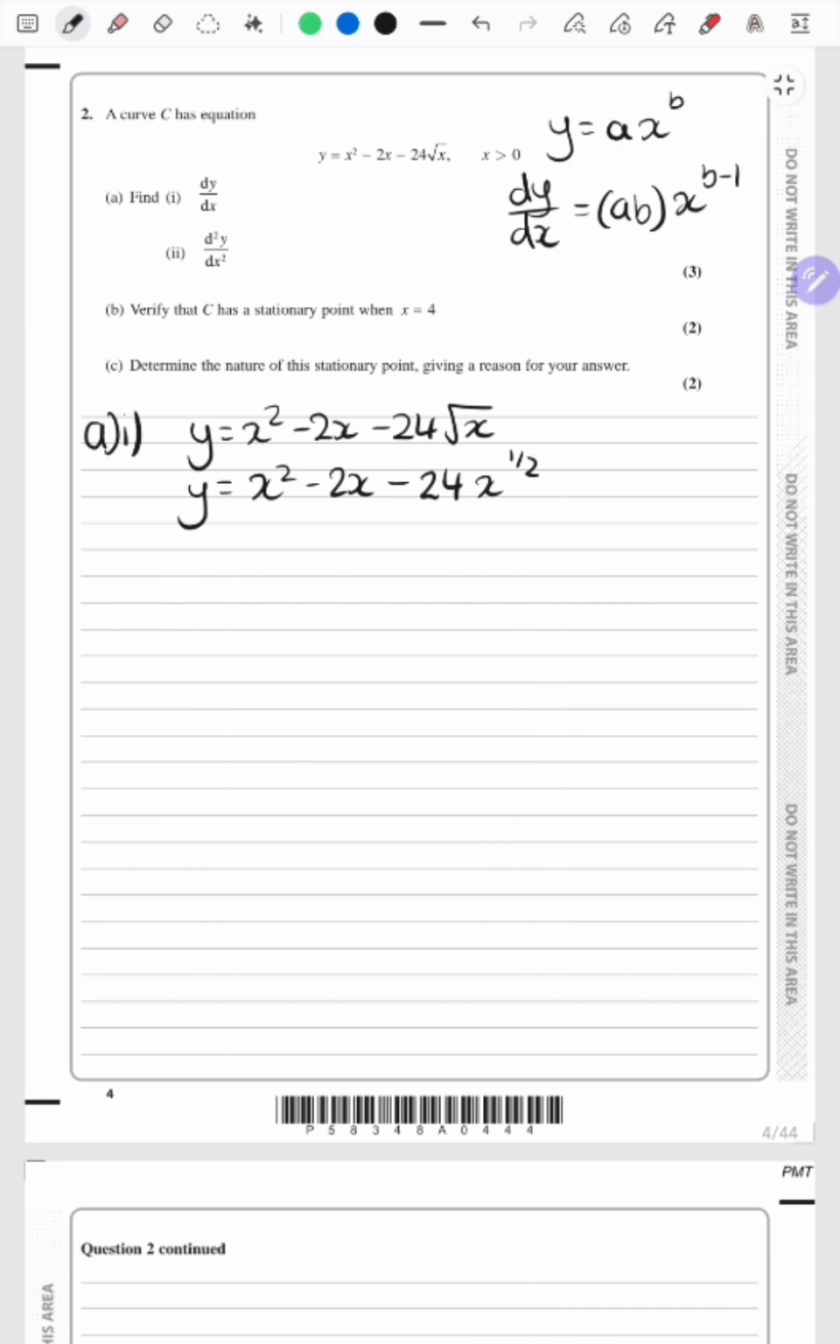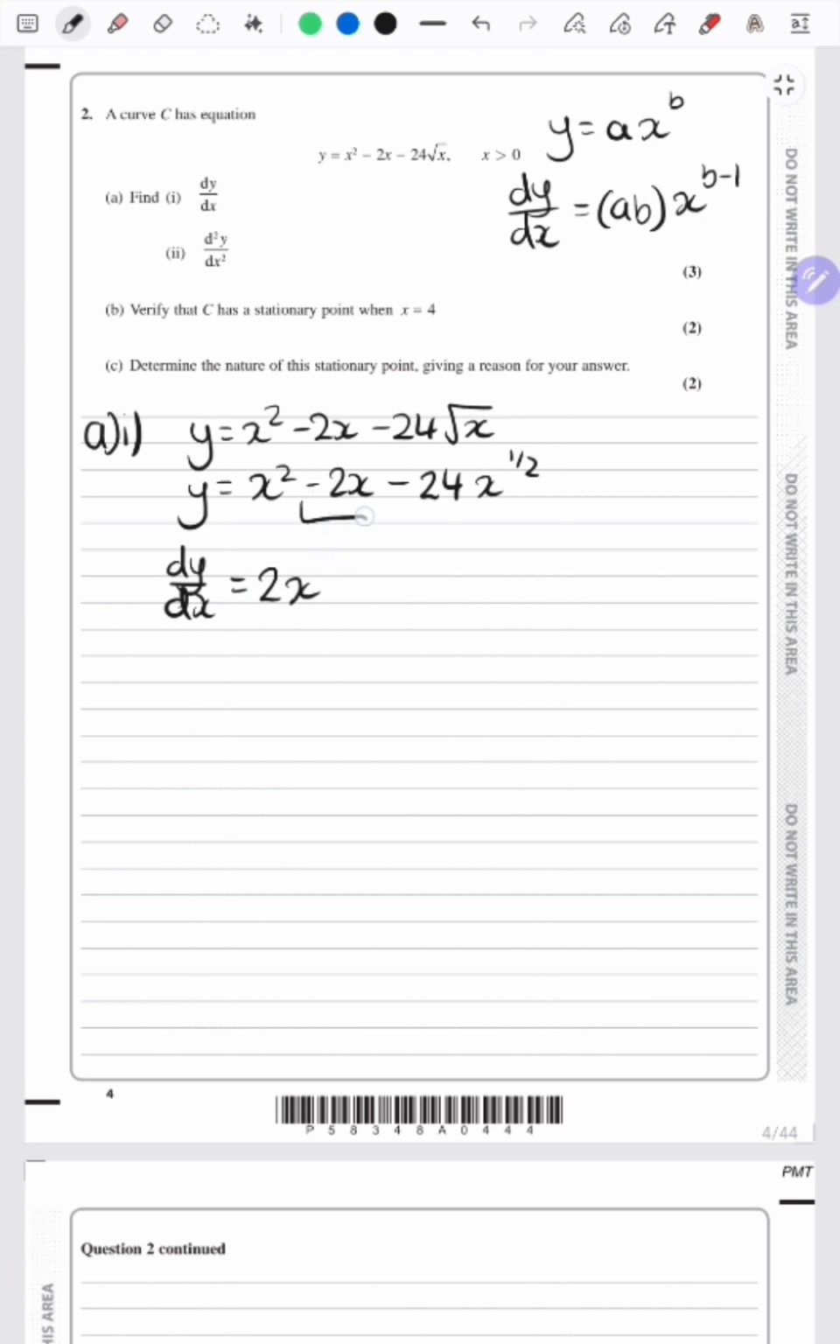So let's start by writing dy over dx and differentiate term by term. So differentiating the first term, we need to multiply the coefficient, which is 1. We have a 1 here, so we need to multiply 1 by 2, we get 2x, and reducing the exponent by 1, 2 minus 1 is 1. So we have 2x to the power of 1.